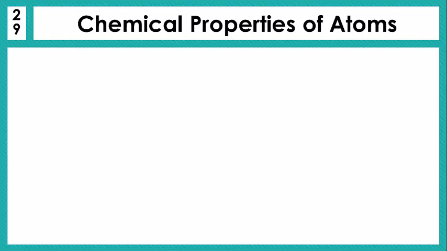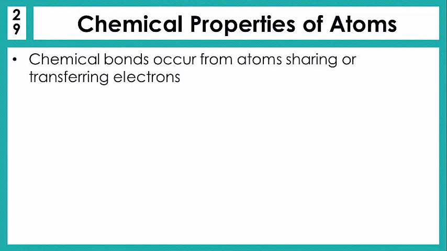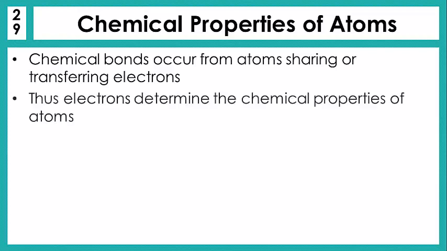Which subatomic particle is responsible for the chemical properties of an atom? So chemical bonds occur because atoms are sharing or transferring electrons. Thus, electrons determine the chemical properties of atoms. So it determines whether or not two atoms can bind together, whether or not chemical reactions occur.